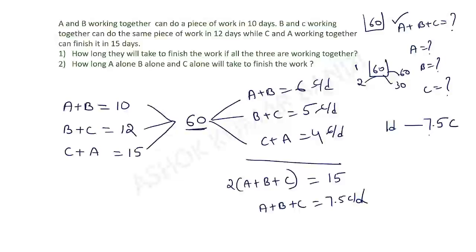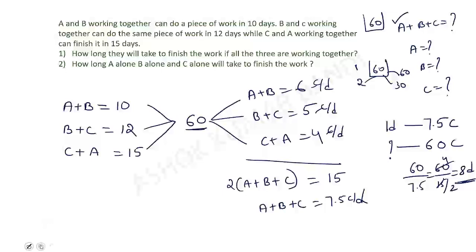But I want them to complete the entire work. So if they want to complete the entire work, they need to eat all these 60 chocolates. So how long are they going to take? In one day, 7.5 chocolates; 60 chocolates, how many days? Simply cross multiply, 60 by 7.5. Just for simplification, I'm writing 7.5 as 15 by 2. So this is going to be 8 days.